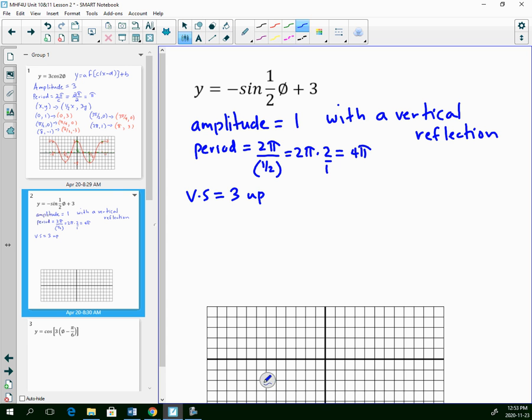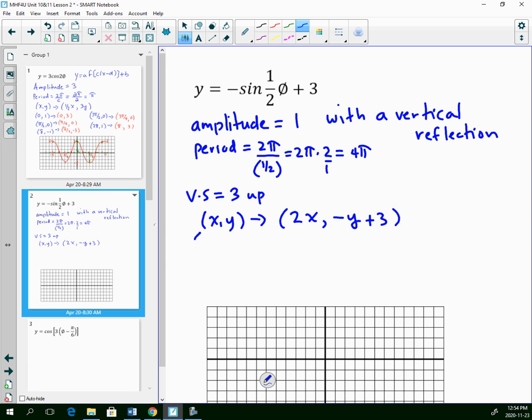Okay, so I'll do my mapping notation. This time it is sine. So the 1/2, the horizontal compression is going to double my x, and then the y will be negative, that's the reflection, and then added 3.